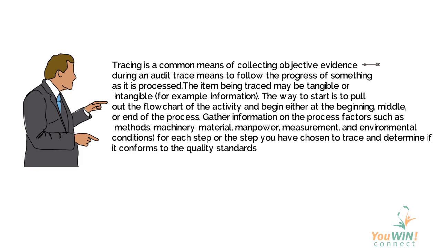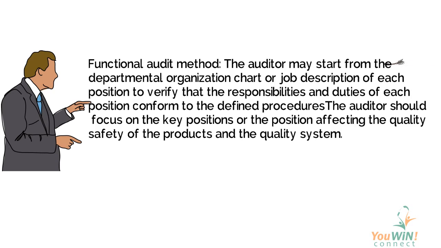Tracing is a common means of collecting objective evidence during an audit. To trace means to follow the progress of something as it is processed. The item being traced may be tangible or intangible, for example, information. The way to start is to pull out the flowchart of the activity and begin either at the beginning, middle, or end of the process. Gather information on the process factors such as methods, machinery, materials, manpower, measurements, and environmental condition for the step you have chosen to trace and determine if it conforms to the quality standard.